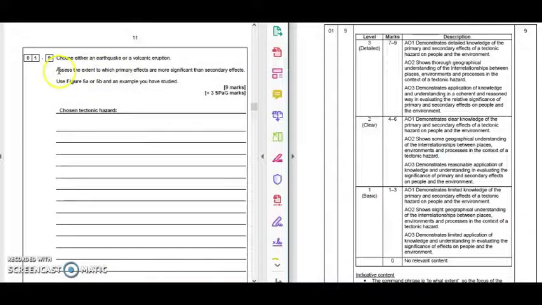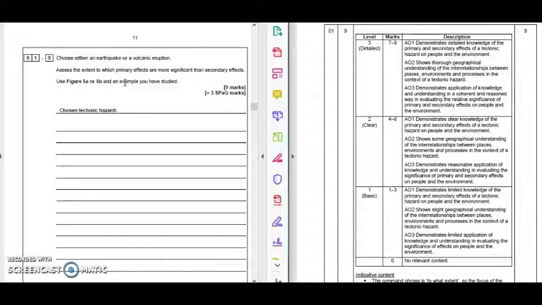Now, this question, like most 9 markers, needs you to evaluate. You need to have some sort of balanced argument. This phrase here, assess the extent, or questions might say to what extent. It's basically saying, do you agree? So in this case, do you agree, or how much do you agree that the primary effects, those things that happen straight away, are more significant, are basically worse than the effects that happen later on, knock-on effects. So we've got to use the figure and an example you have studied.